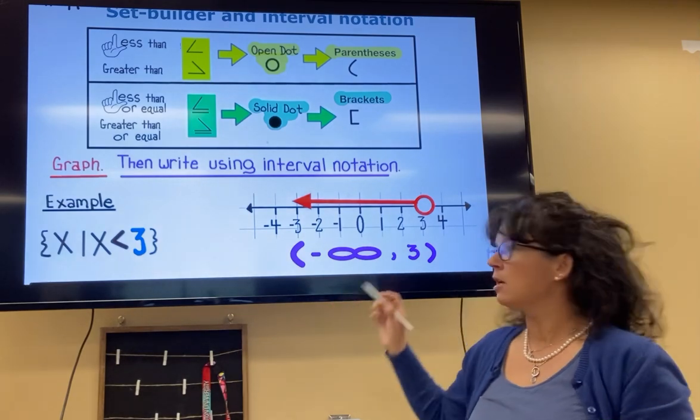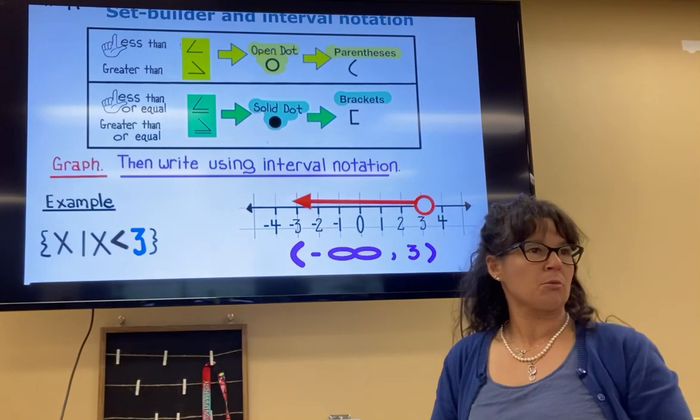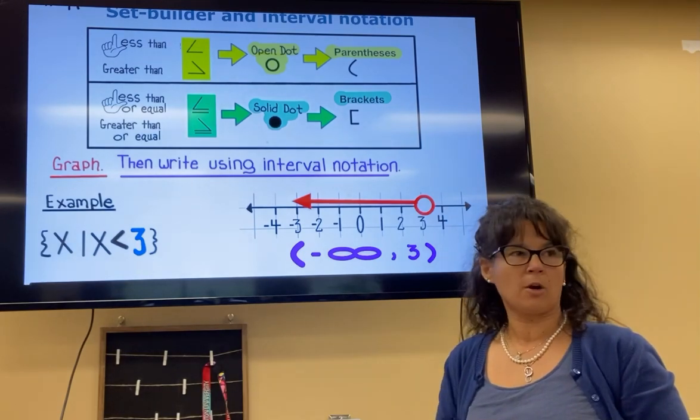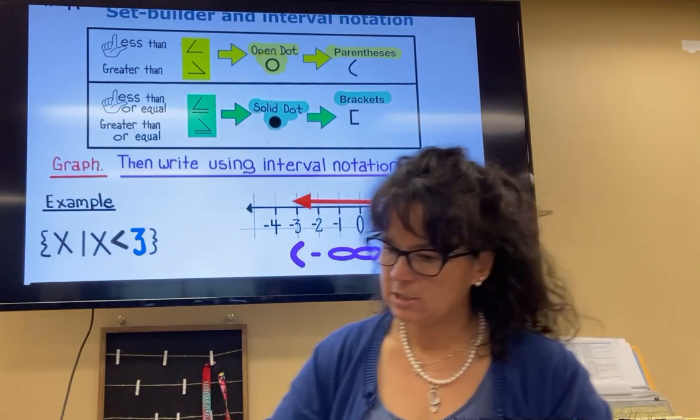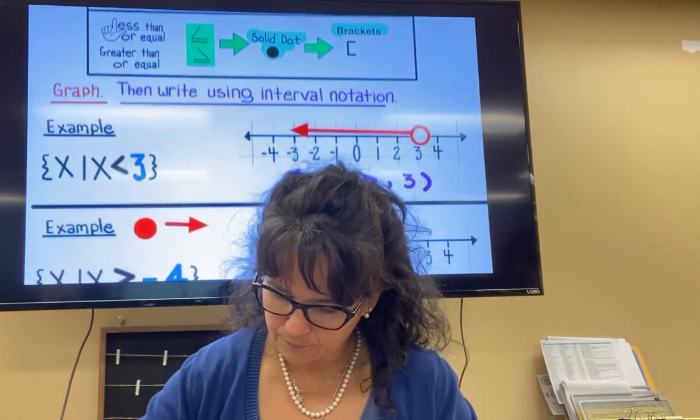2.999999999 is a solution. But as soon as I get to the number 3, the number 3 itself is not a part of the answer. Okay, so let's look at just a couple more here.